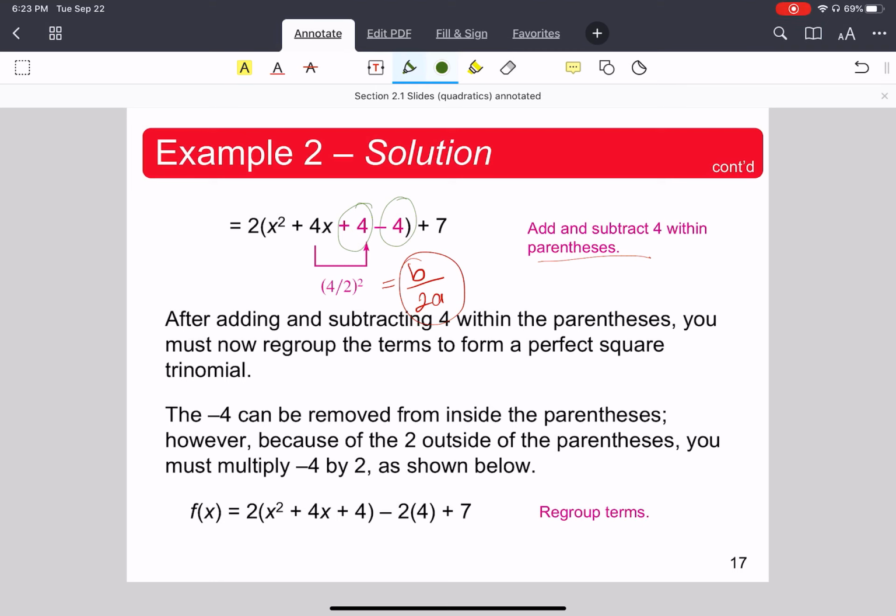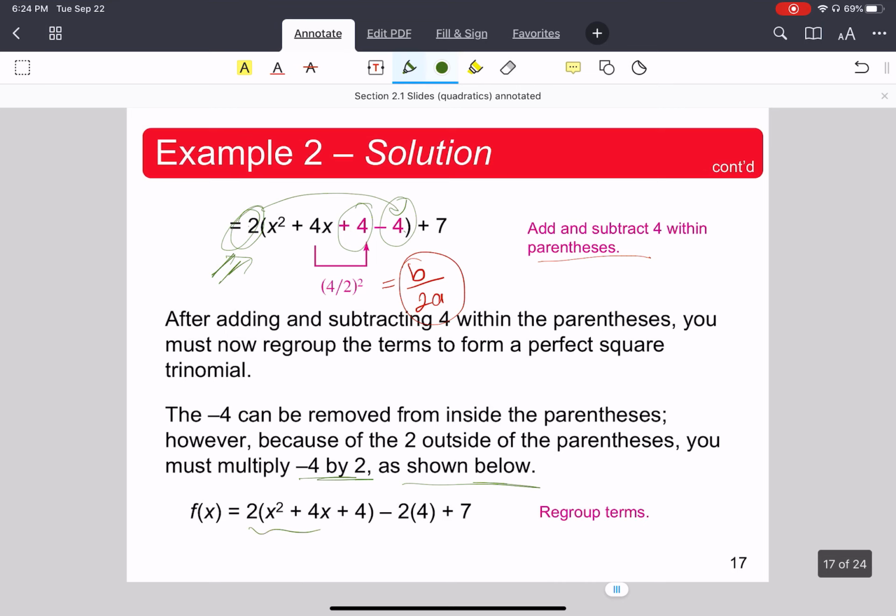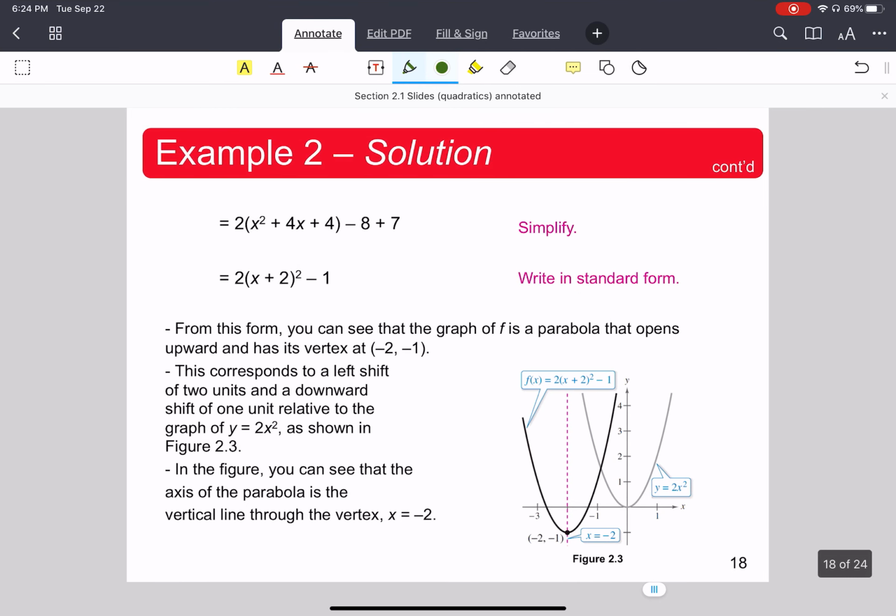So then what we're going to do is the negative 4 right there can be removed from the inside because of the 2 outside of the parentheses. Then we must multiply negative 4 by 2 as shown below because this guy is right there. So we have to distribute the 2 to negative 4. And then once we do that, it looks like this. So the outside you'll get negative 8 and then plus 7 was already there. So then add that up and then you get negative 1.